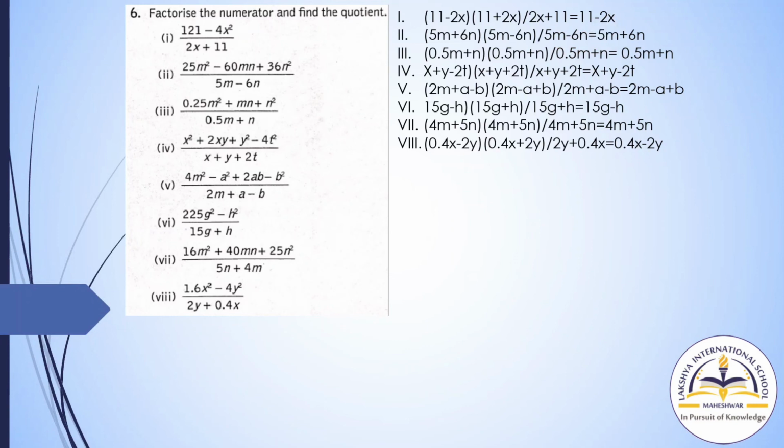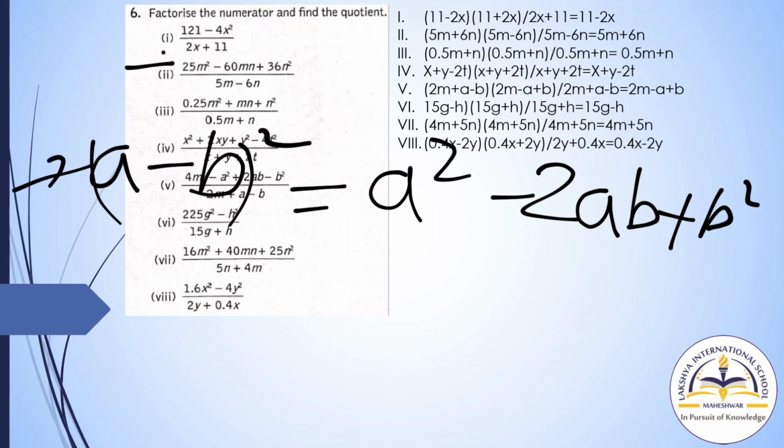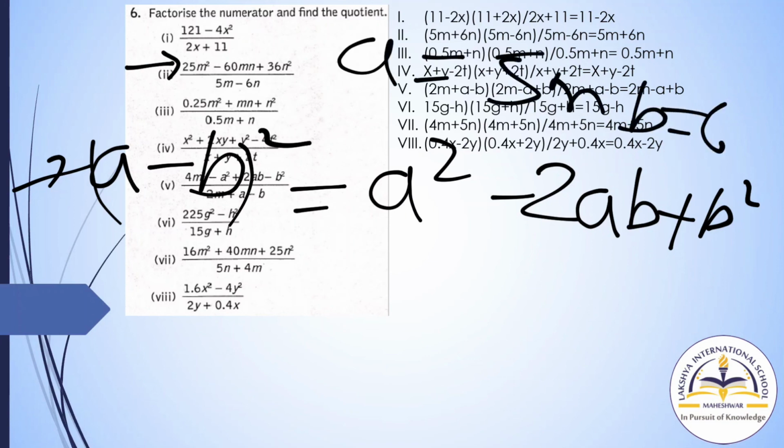Now for question number 2, again we have to apply the identity on the numerator. In all the questions you have to apply the identity on the numerator only. Now 25m square minus 60mn plus 36n square. Here you have to apply the identity, that is a minus b whole square equals to a square minus 2ab plus b square. Now according to that, when you compare these equations, in the numerator you will get a equals to 5m and b equals to 6n.